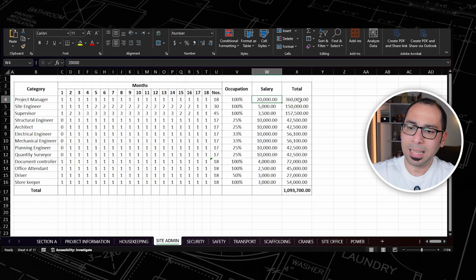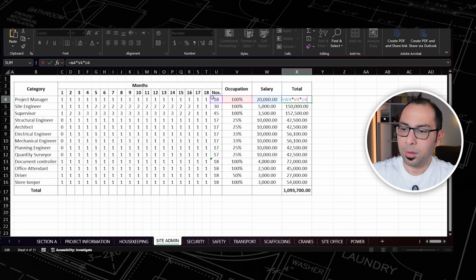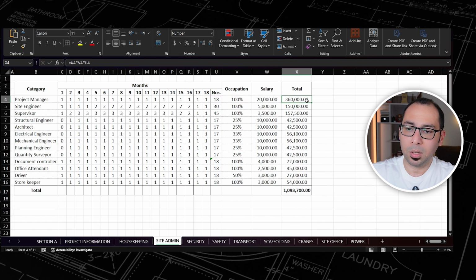And if the salary of the project manager is 20,000, then in that case, I am just multiplying the total number here, 18 multiplied by 100% multiplied by 20,000. So I am getting 360 here. So this is the total salaries that will be given to the project manager.